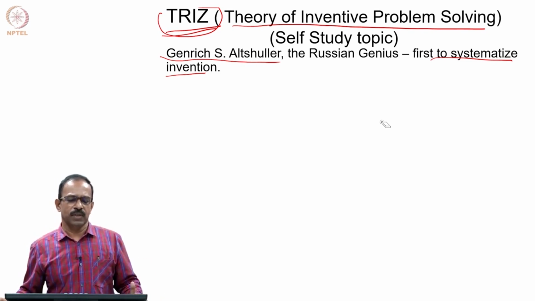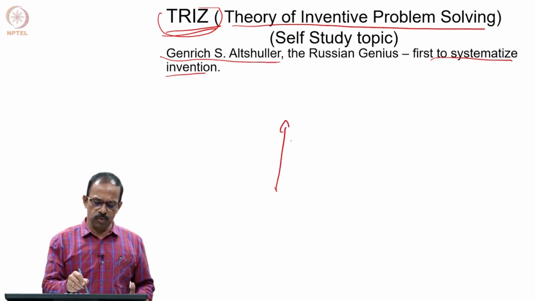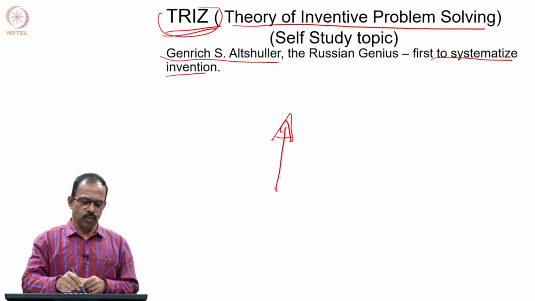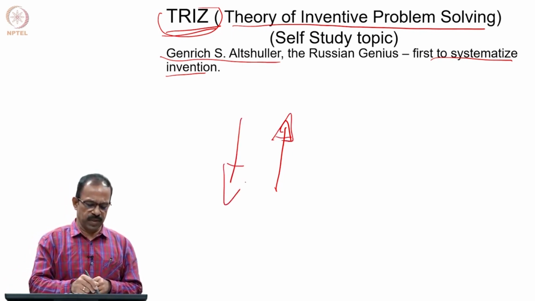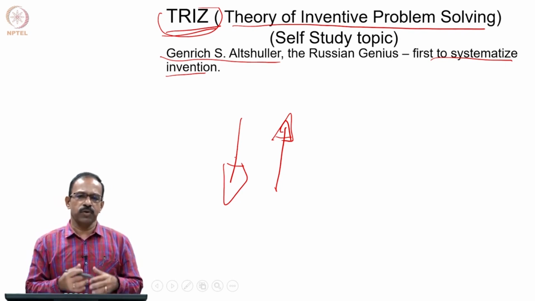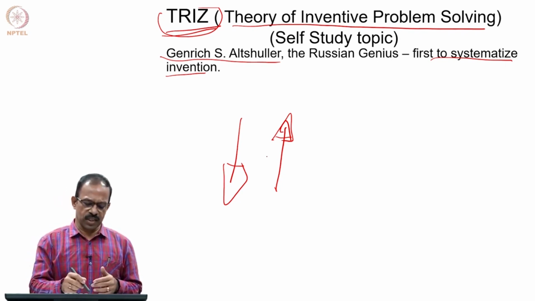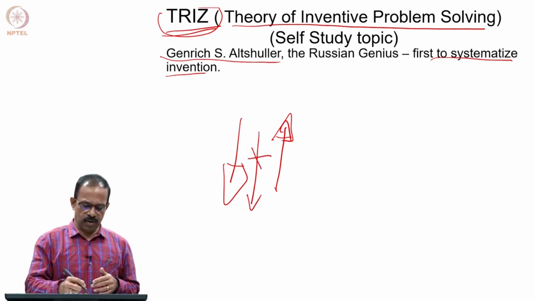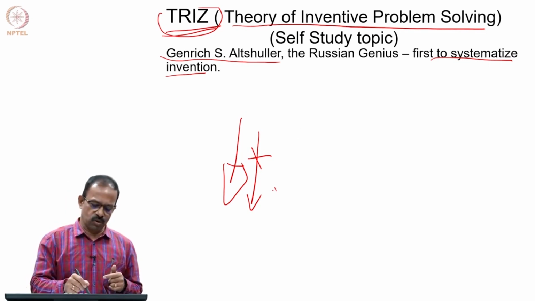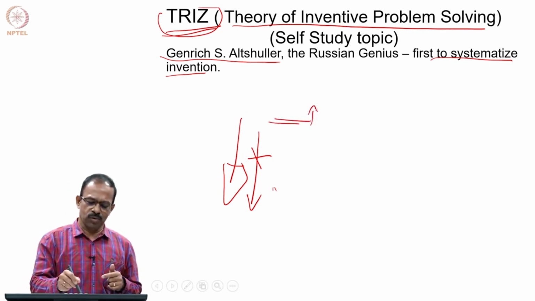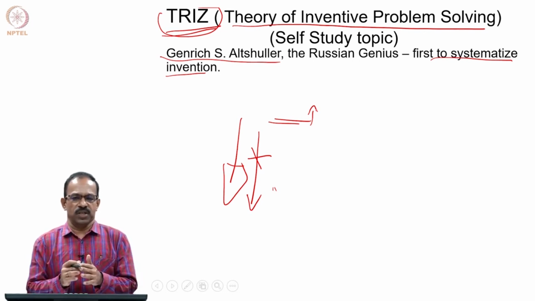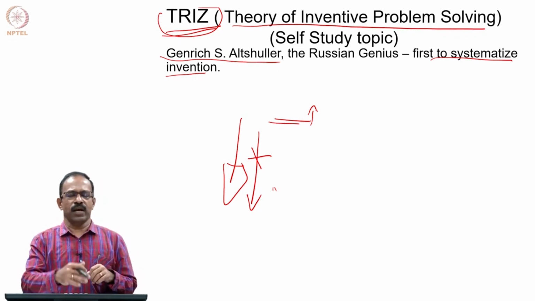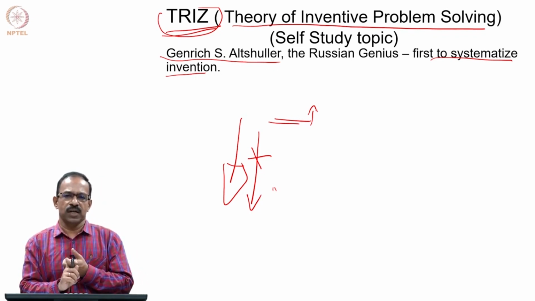Because you want to improve something, for example, you want to reduce the weight of something. That is your requirement. But when you try to reduce the weight, what will happen? The strength will also come down, which you do not like. You do not want the strength to come down; you want the strength to remain the same, or you want the strength also to go up. But this is a contradiction. It is not possible to reduce the weight and still have the same strength. So, that is a contradiction in the design.